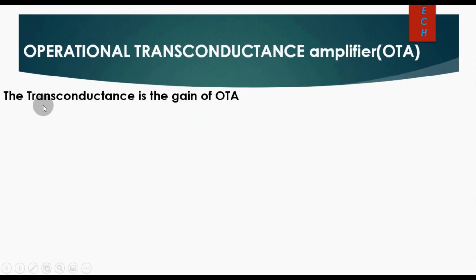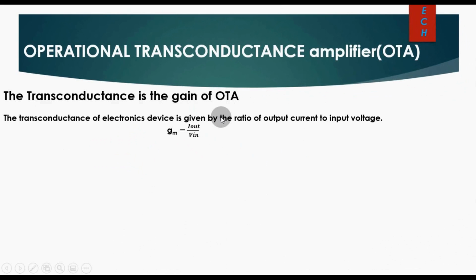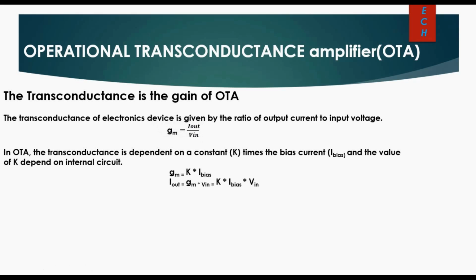The transconductance is the gain of the operational transconductance amplifier. How? Let us see. The transconductance of an electronic device is given by the ratio of output current to input voltage. So GM equals I out divided by V in, where GM is the transconductance.